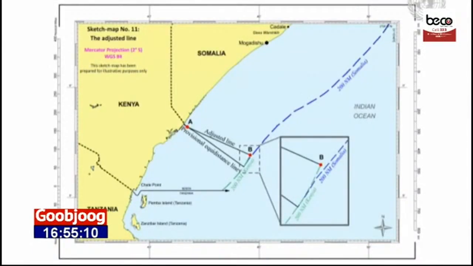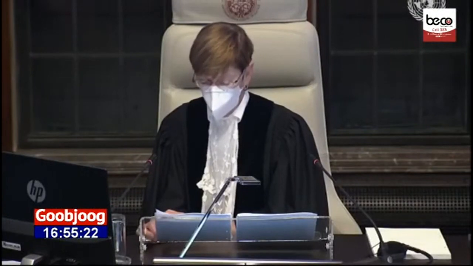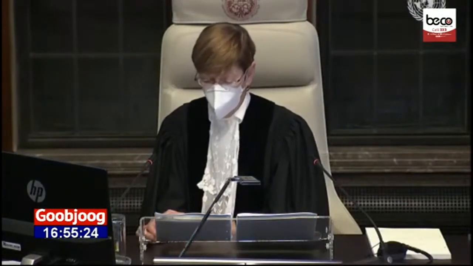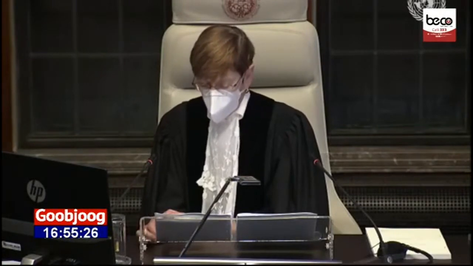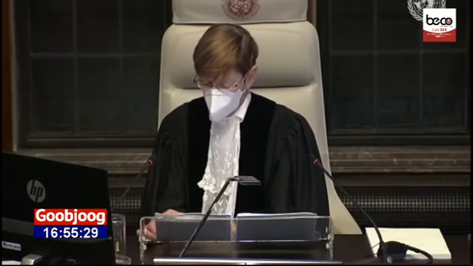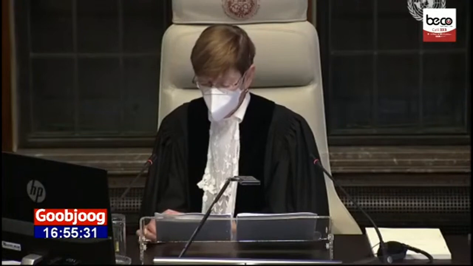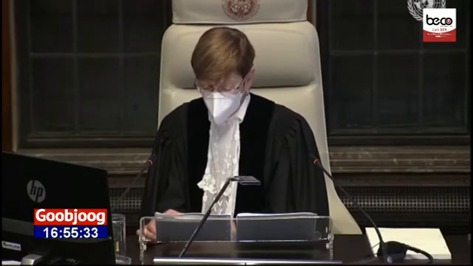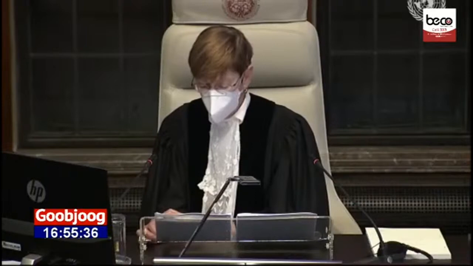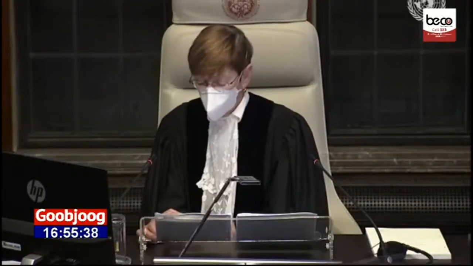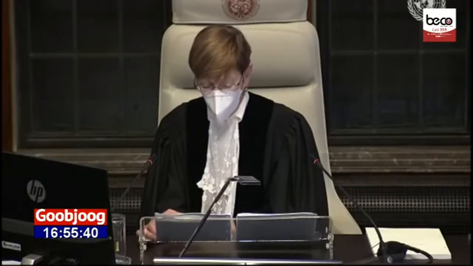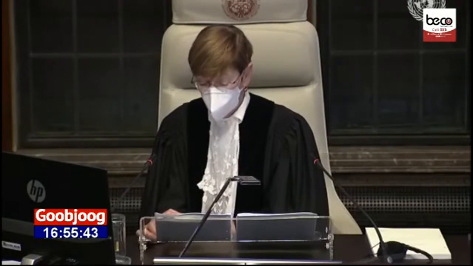In the final stage, the Court checks whether the envisaged delimitation line leads to a significant disproportionality between the ratio of the lengths of the parties' respective relevant coasts and the ratio of the size of the relevant area apportioned by the line. As mentioned earlier, the relevant coast of Somalia is 733 kilometers, and that of Kenya is 511 kilometers long. The ratio of the relevant coast is 1 to 1.43 in favor of Somalia.